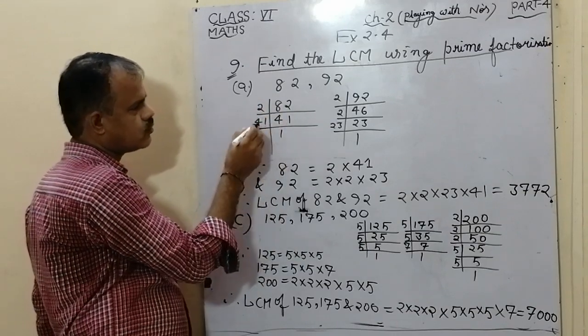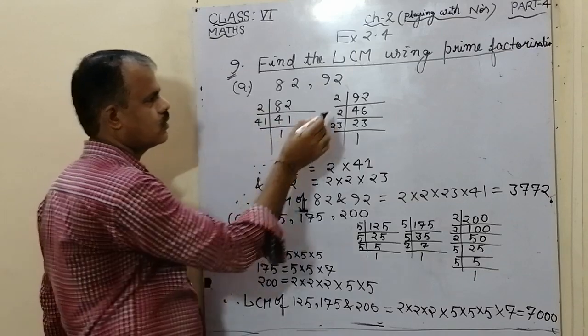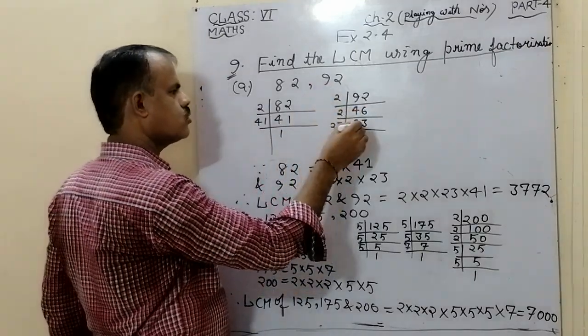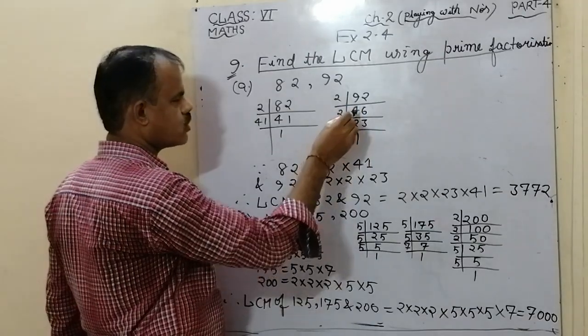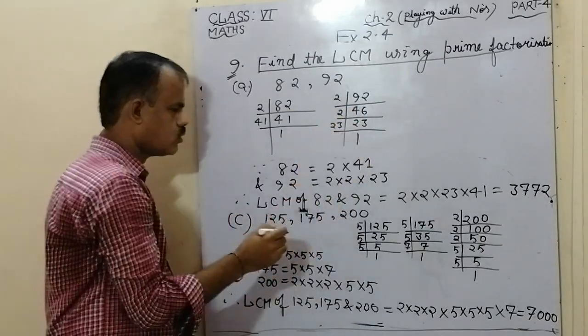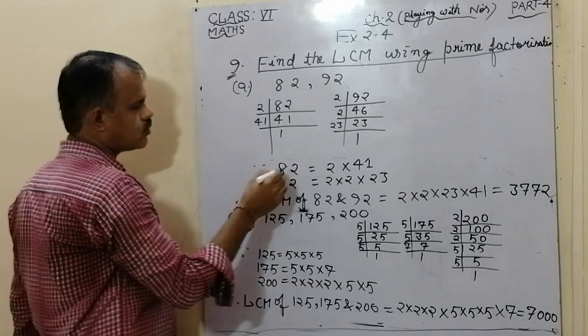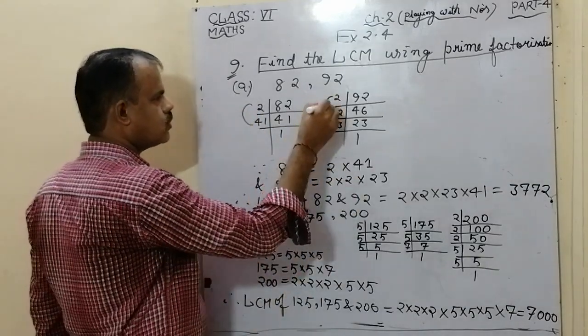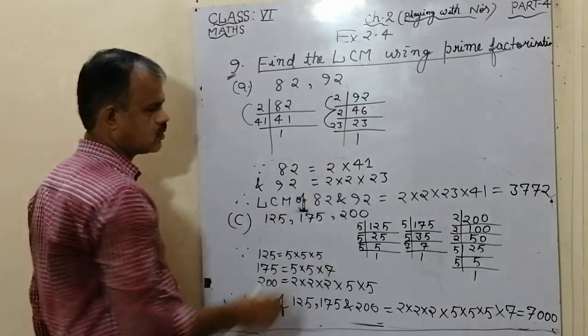241 ja 82, 41 1 ja 41. Now 92, 2 46 ja 92, 2 23 ja 46, 23 1 ja 23. So we can write 82 equal to 2 into 41, 92 equal to 2 into 2 into 23.